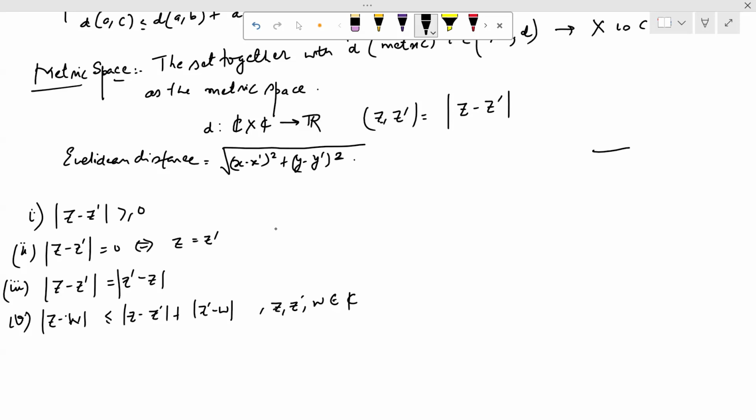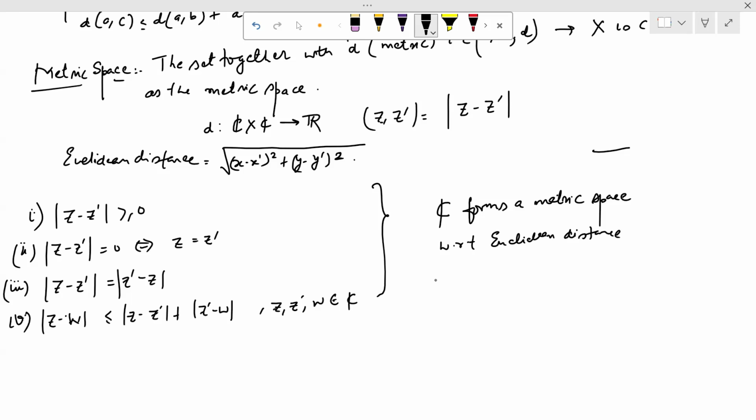And here it implies that C forms a metric space with respect to d, where d is the Euclidean distance. So with respect to the Euclidean metric, d of z, z dash is given by modulus of z minus z dash. And you know what modulus of z minus z dash is? That is the square root of (x minus x dash) whole square plus (y minus y dash) whole square. So this is clear to you, I hope.